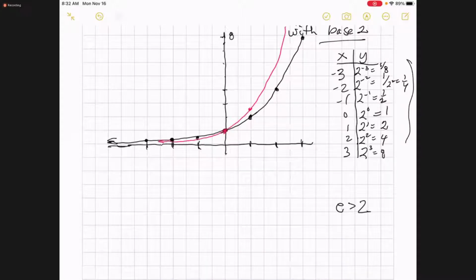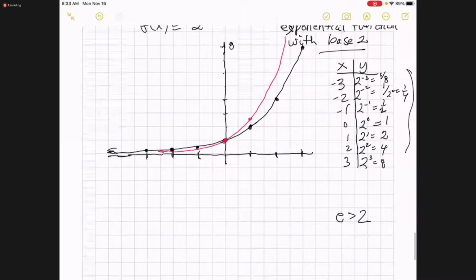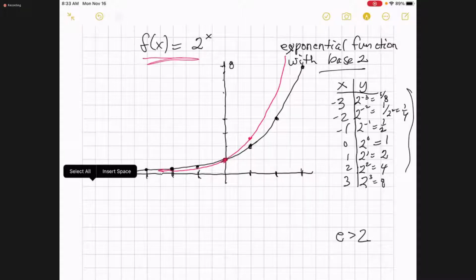But yeah, well, 2 to the x is another exponential function, okay? As x goes to minus infinity, the value of the function goes to 0. As it goes to plus infinity, the function goes to plus infinity. So they all share that property. But this one, it's easier, at least for the integer values, to get the actual points on the graph. So maybe in a way that seems less alien.